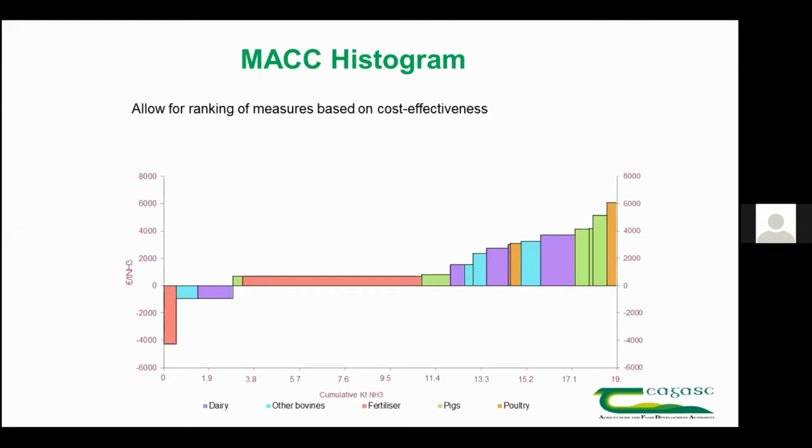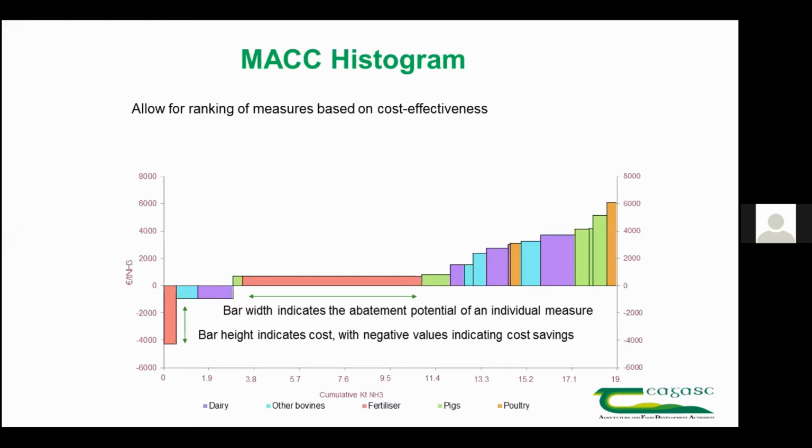Correct. Thanks. So if we then look at what is a MAC, a marginal abatement cost curve? Well, simply it's a graph that ranks your measures. Okay, the width of the bar indicates the abatement potential of an individual measure. So the wider the bar, the more effective it is at reducing either greenhouse gases or ammonia. The bar height indicates the cost. So negative values, everything below the line indicates a cost saving, whereas everything above the line is an actual cost. So the taller the bars, the more expensive they are.